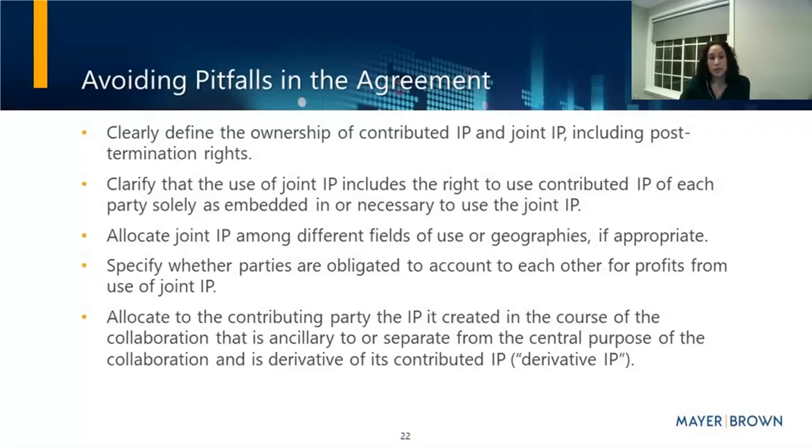To avoid some of these complications, parties should try to clearly define the ownership of contributed IP and joint IP, including post-termination rights, a theme in my talk here. Clarify that the use of joint IP includes the right to use contributed IP of each party solely as embedded in or necessary to use the joint IP. You'll want to try to allocate joint IP among different fields of use or geographies if possible, and specify whether parties are obligated to account to each other for profits from use of joint IP.